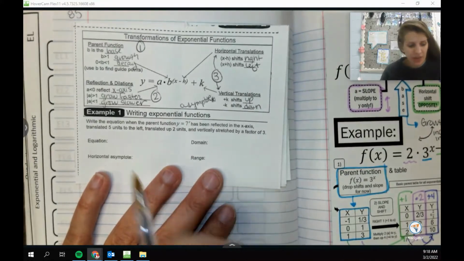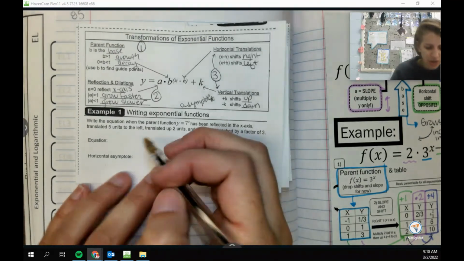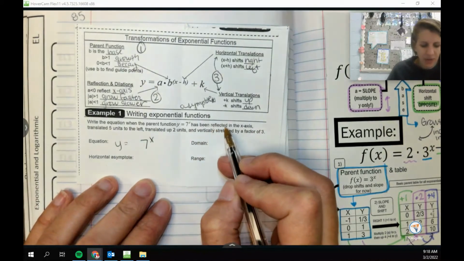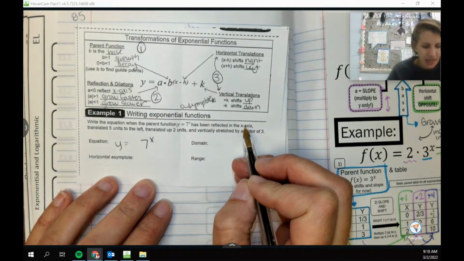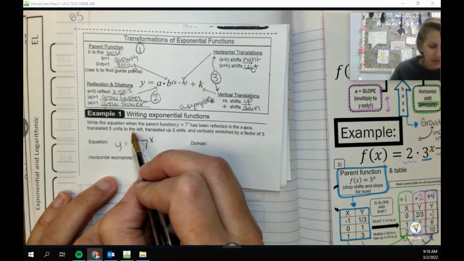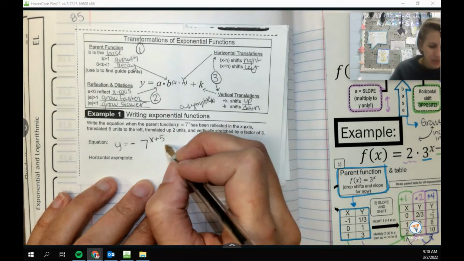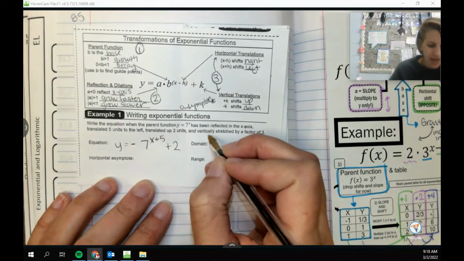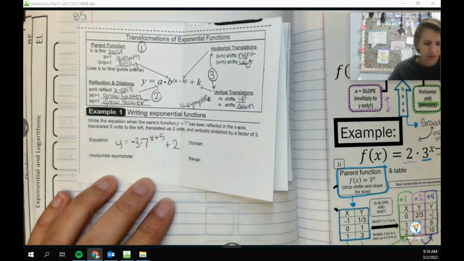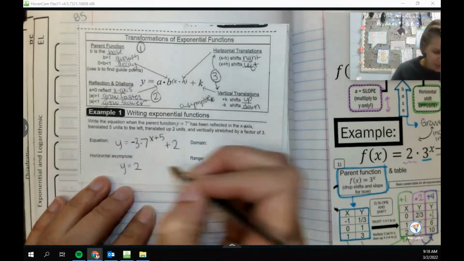So what we could do is write an equation based on what they tell me. So write the equation when the parent function of y equals 7 to the x power has been reflected in the x-axis, so that means that there was a negative involved, translated 5 units left, so plus 5, translated up 2 units, and vertically stretched by a factor of 3. Crazy. We have a horizontal asymptote at 2.